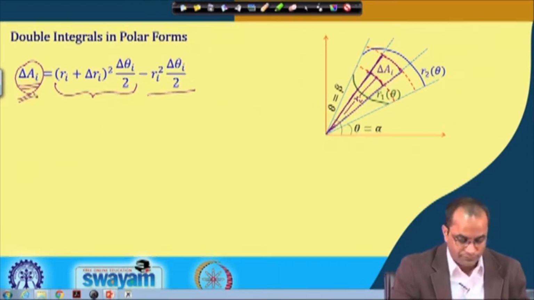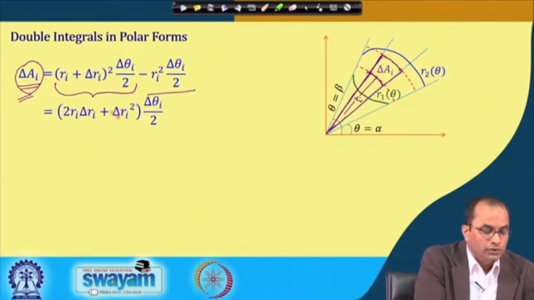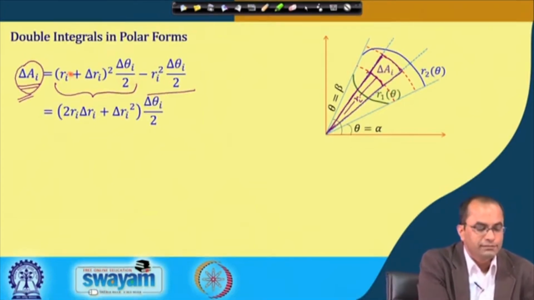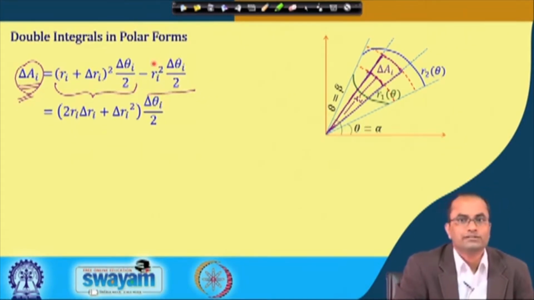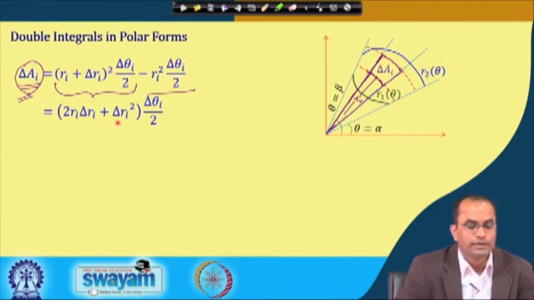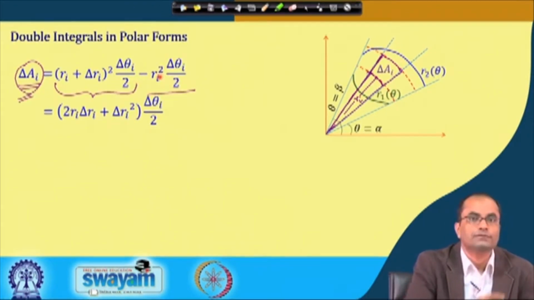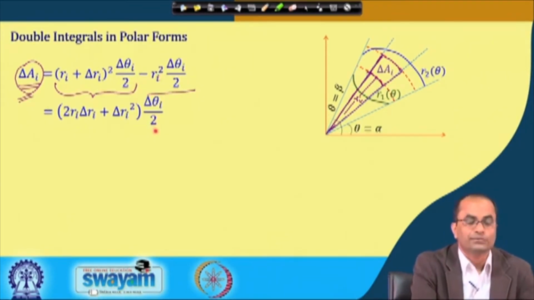And now we can simplify this easily, because this will be r_i^2 plus 2 r_i delta r_i plus delta r_i^2, where here again we have r_i^2. So, that will be cancelled out and we will get 2 r_i delta r_i plus delta r_i^2, and then the common factor from both the terms is delta theta_i by 2.